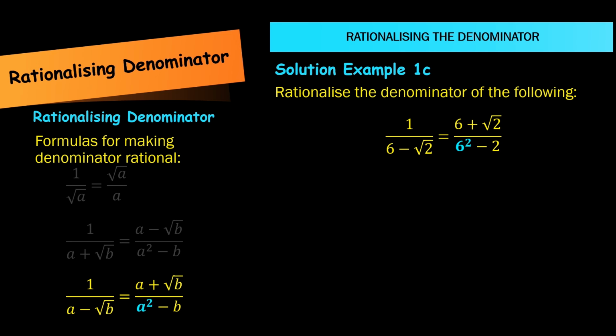Here we have a squared, and here we have b equals 2. Now let's tidy up. 6 squared is 36. And tidying up some more, 6 plus root 2 we leave as it is. And 36 minus 2 is 34. Giving us 6 plus root 2 all over 34.